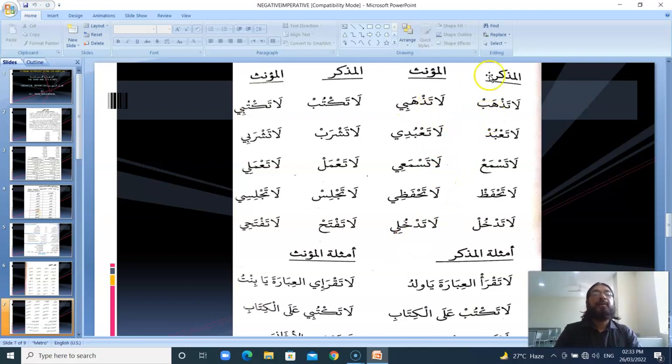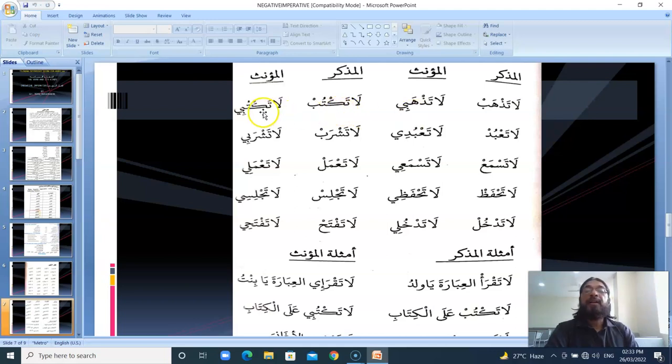La tazhab, la tazhabi. Muzakkar for male and for female. So all these words already have been explained on the top, so no need to say again. La tazhab, don't go, for one person, masculine gender, second person. La tazhabi, don't go, one girl or one female.